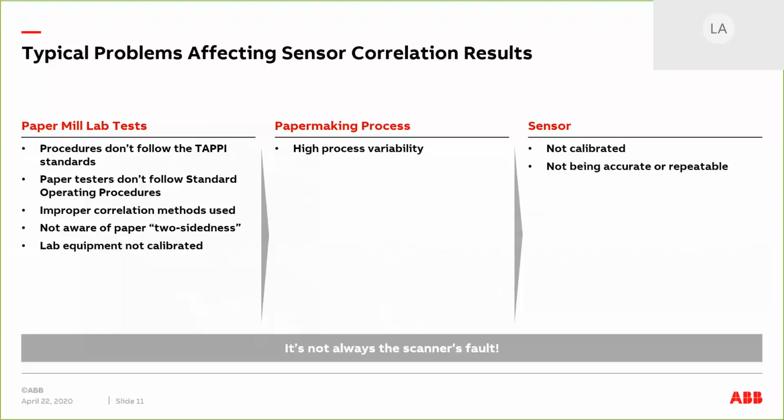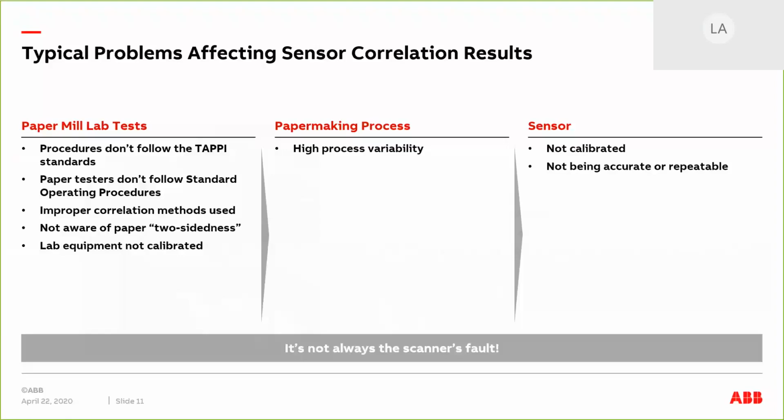Okay. And then the paper making process. We know that the high process variability can increase that deviation between the lab and the online sensor. It's hard to measure and collect samples in the same area of the reel. So you may be comparing apples with oranges when you do the correlation.